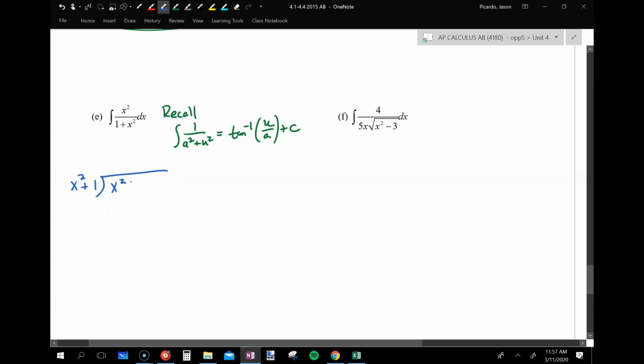Right? So if we did this division, x squared goes into x squared once. Gives me this, right? If I subtract that, I get a -1, right? Can I put x squared into a -1? No, so this is my remainder, right? So I get that.